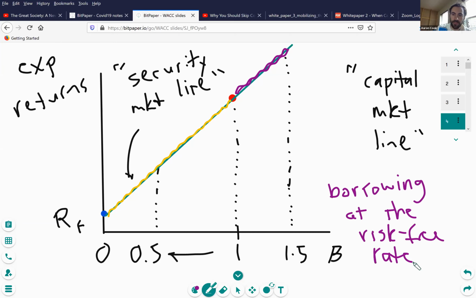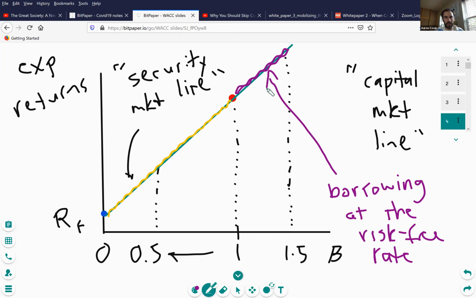You're borrowing at the risk-free rate, and you're investing even more than your total wealth in the market portfolio. And so you're going to have higher returns because you're getting market returns above and beyond the risk-free rate that you would have if just investing at the risk-free rate. When you're borrowing at the risk-free rate, you can actually increase your returns above the market. However, you are taking on more risk when you do that.